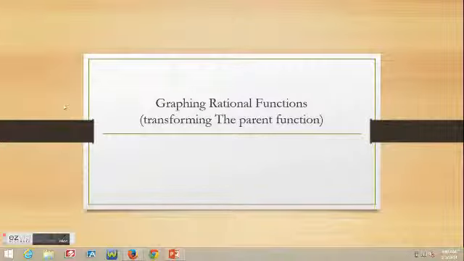For this lesson, we're going to need graphing paper to help, and a pen or a pencil, because you will have some practice problems at the end of the slideshow video, whatever you call it.